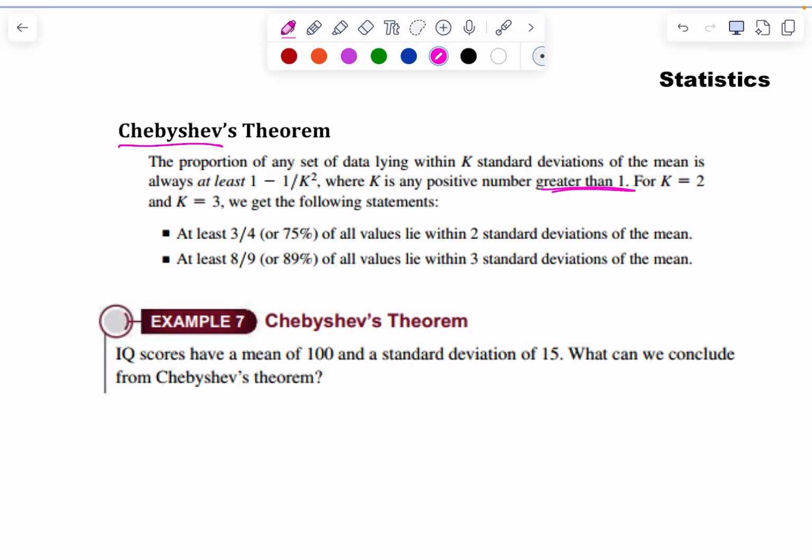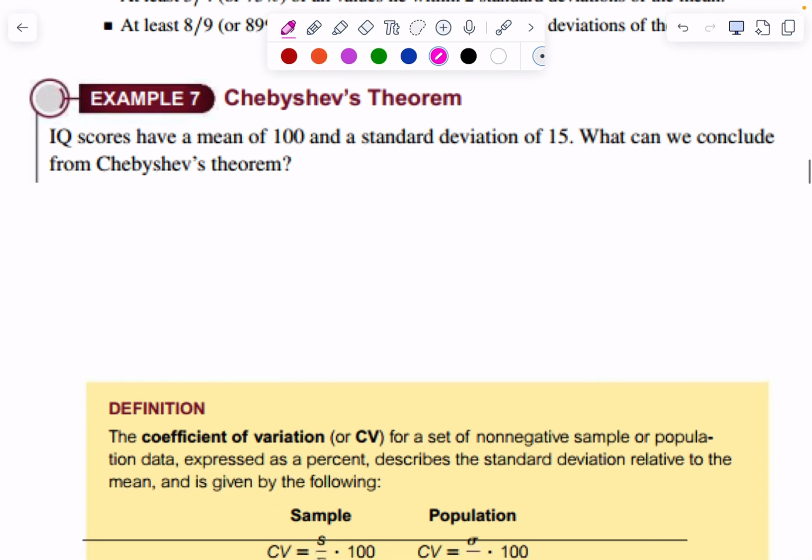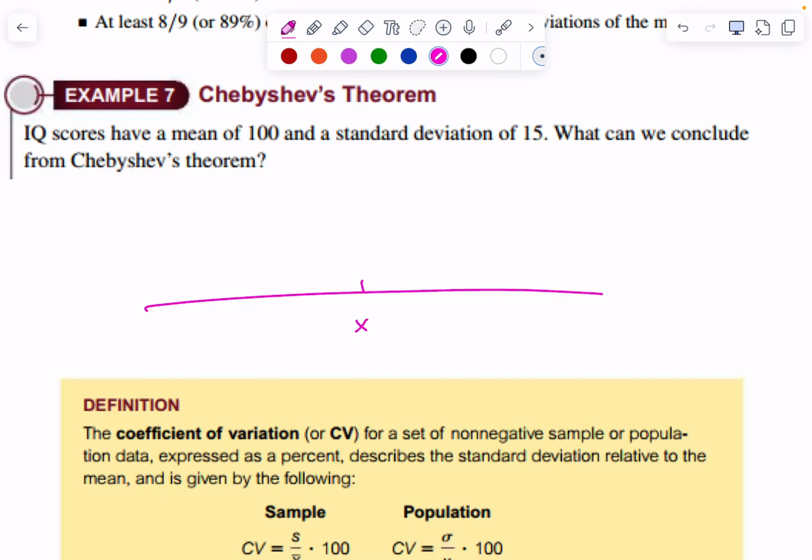So here's how this works. For K2 and K3, we get the following statements. So here's what he says. If X bar lives here, and 1 standard deviation is here, and 1 standard deviation is here, so this would be like +1s and -1s, okay? 2 standard deviations, so +2s and -2s.